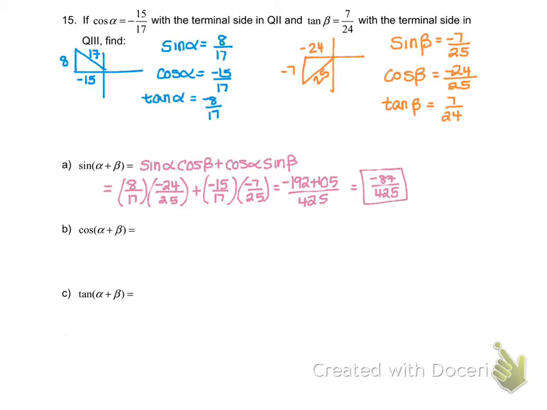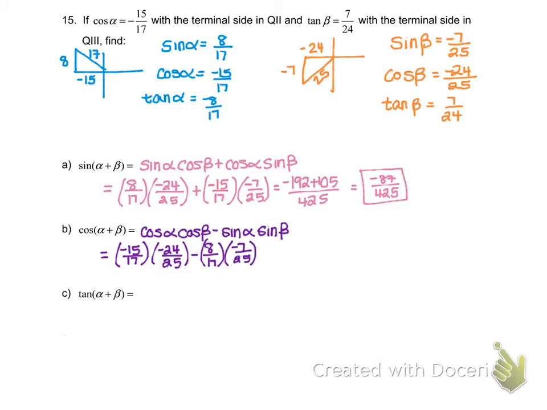Now we're going to do the sum formula for cosine. So we're going to start with negative 15 over 17 times negative 24 over 25 minus 8 over 17 times negative 7 over 25. So all these values I'm getting from the above when we figured out all the sine, cosine, and tangent values for alpha and beta. So you're just substituting it in based on the values we found above.